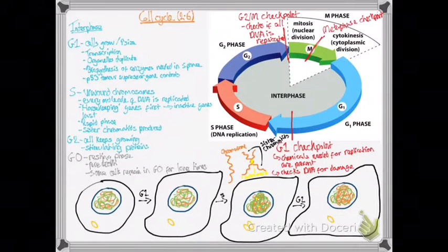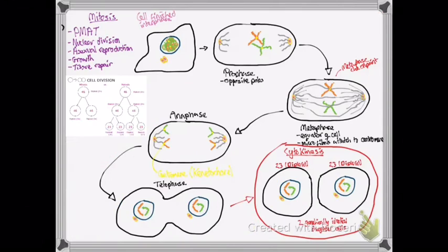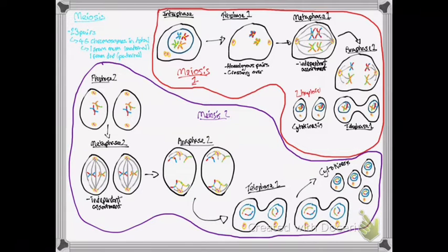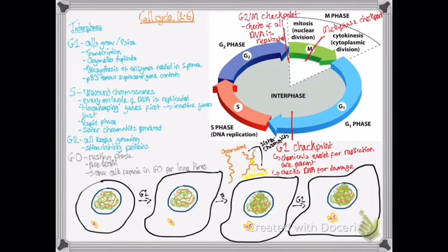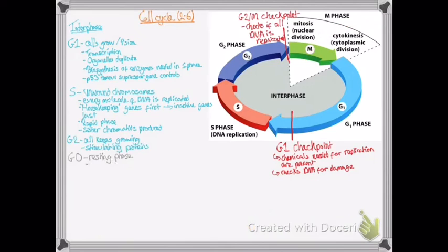This is an OCR A-level biology video on the cell cycle, unit 2.6. I think I'm going to split these videos up into cell cycle, mitosis and meiosis, and then there'll be a separate video on the specialization of cells. But first of all, in this video, let's look at the cell cycle.